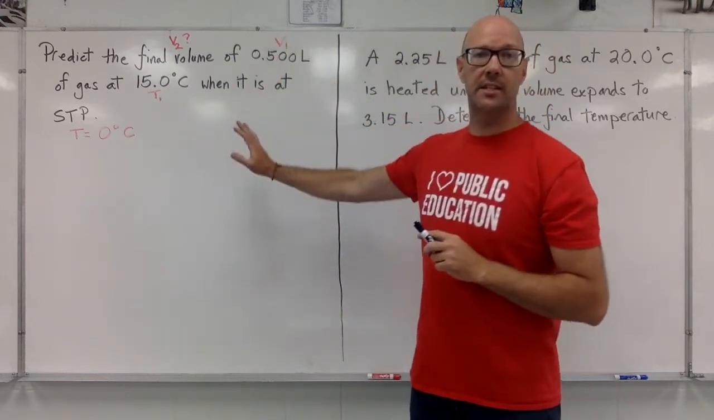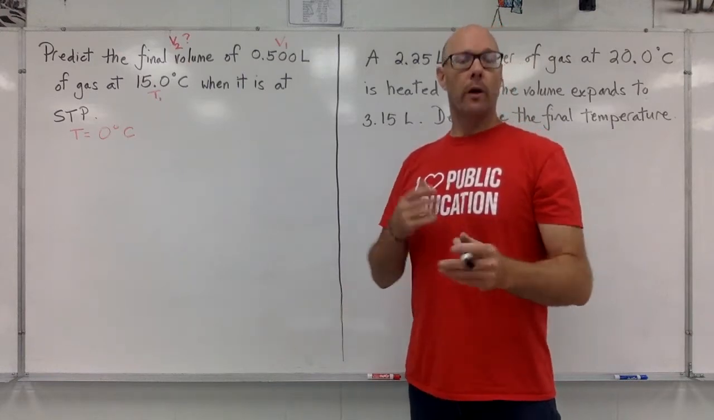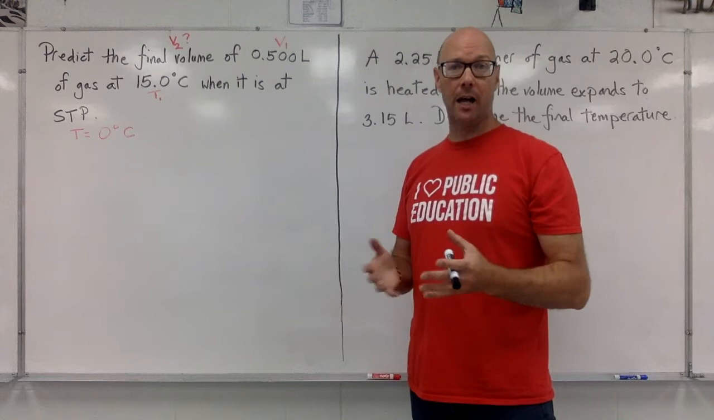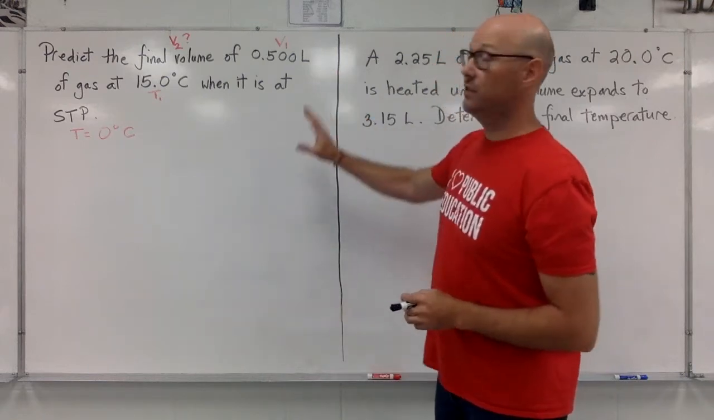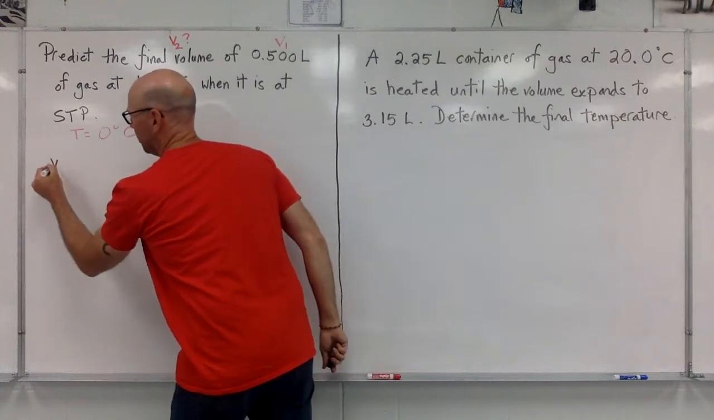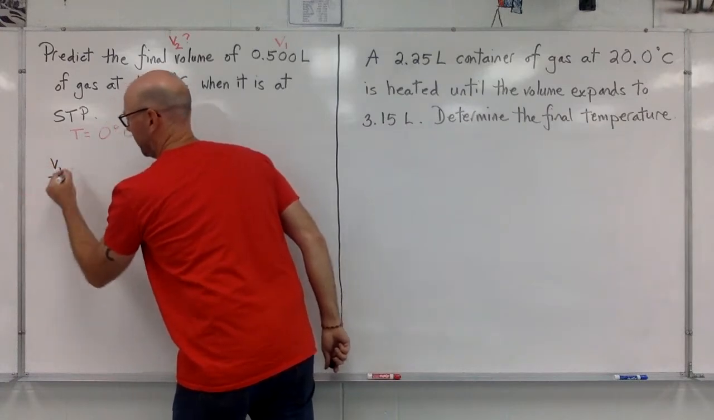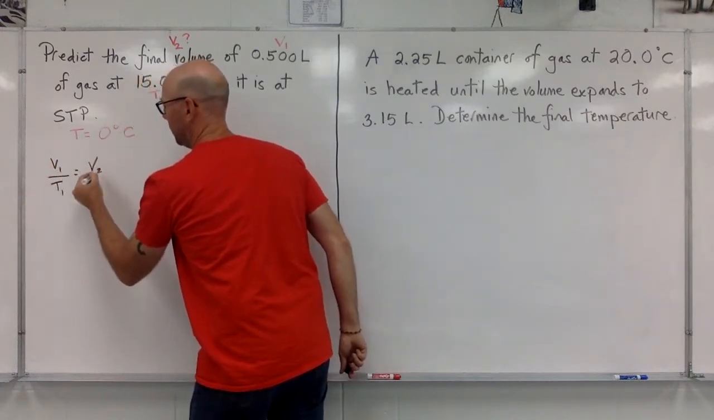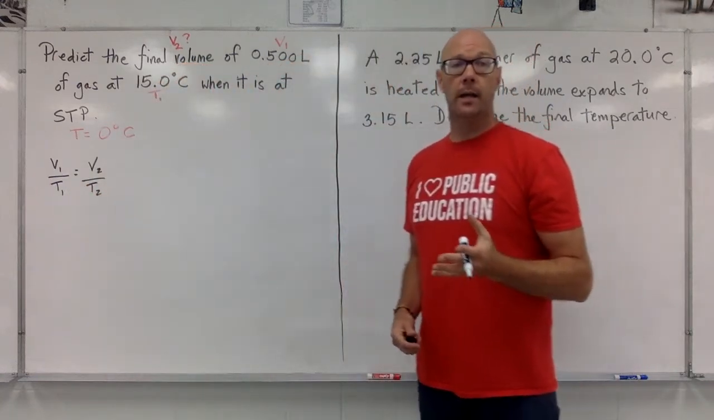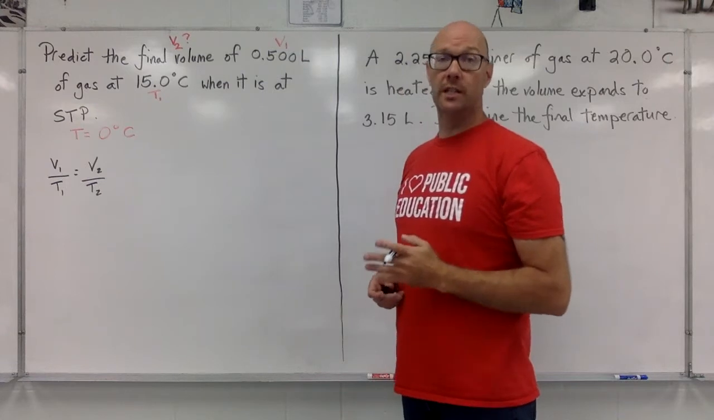Once I have that on, I can start to think about the question. Oh, it's V's and T's. It's Charles' law. One of the challenges as we move through the unit is just being able to identify what formula to use. This is V's and T's. It's Charles. Charles' law is V1 over T1 equals V2 over T2.